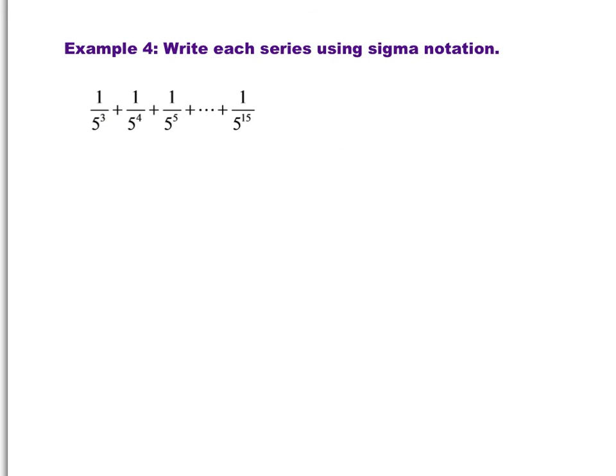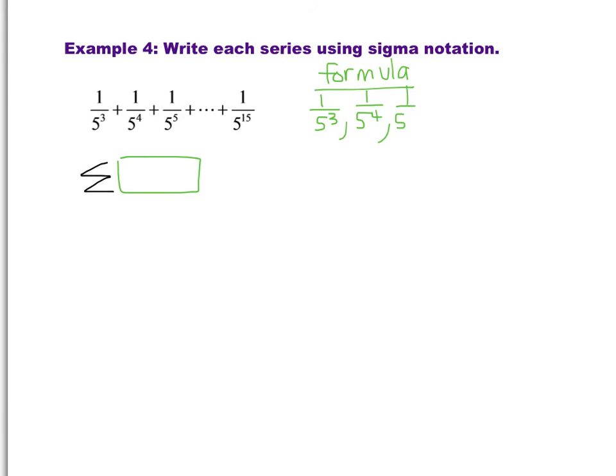Okay, same idea with this one. We're trying to write this in sigma notation, so the first thing we want to get is our formula. So for getting our formula, just think of this series as a sequence. So it's 1 over 5 cubed, 1 over 5 to the 4, 1 over 5 to the 5th, all the way up to 1 over 5 to the 15th.